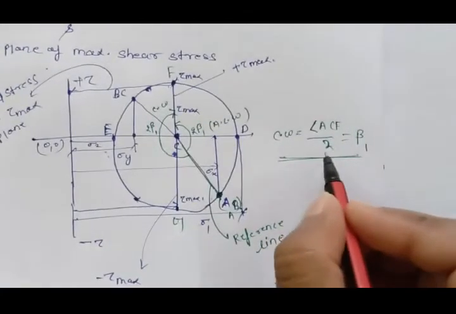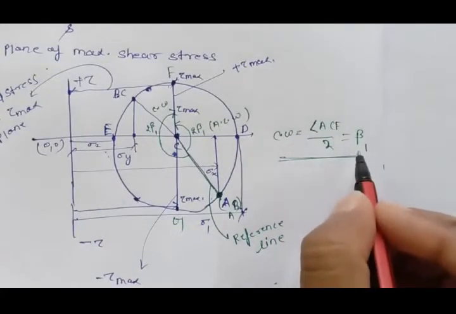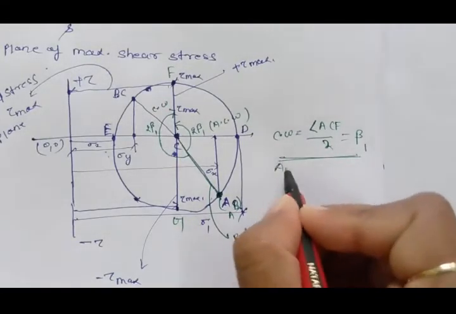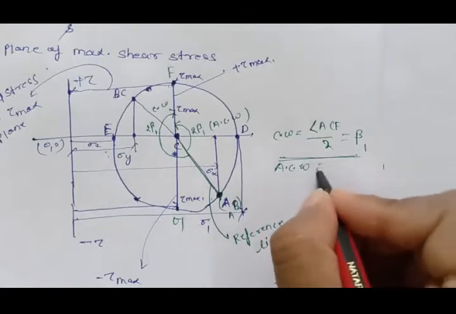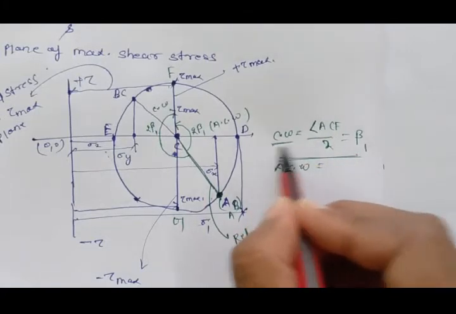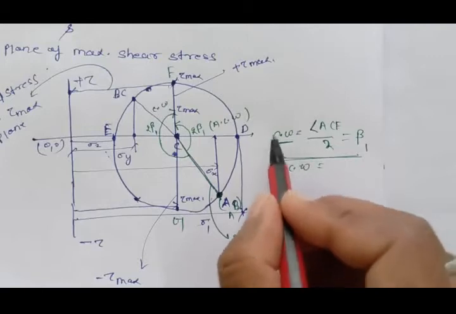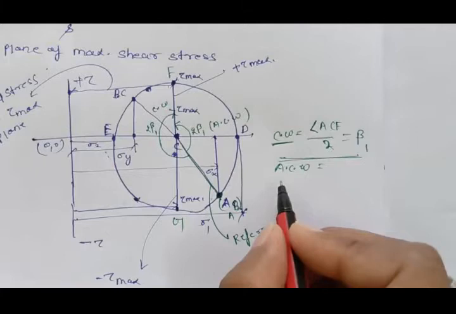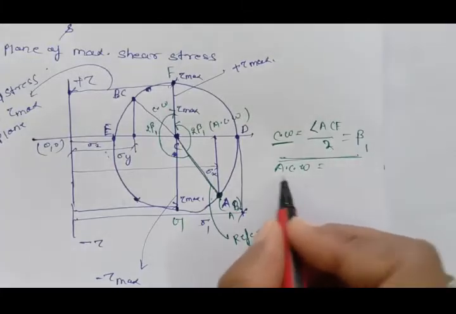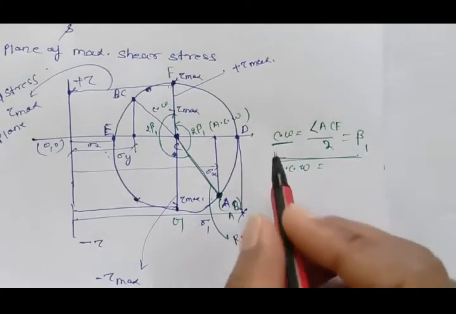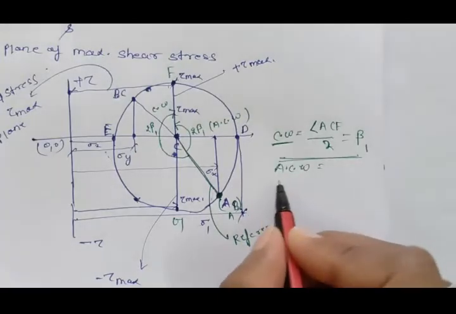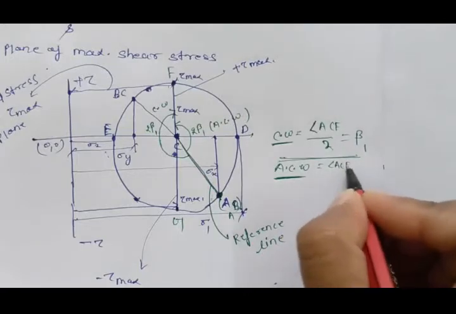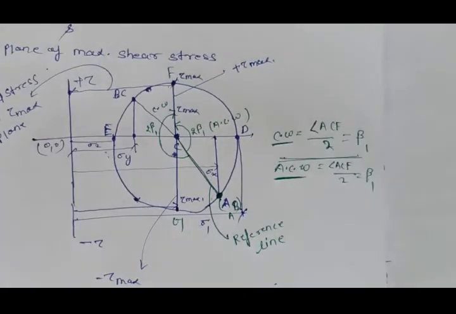So this beta 1 is nothing but the plane of maximum shear stress. Clockwise or anti-clockwise, you have to mention. If you mention only clockwise, then you have to write that this is the value measured from the clockwise direction, or if you have measured from the anti-clockwise direction, you have to write that. Whether you measure clockwise or anti-clockwise, it must be mentioned in the answer sheet. So this angle ACF by 2 is nothing but beta 1.